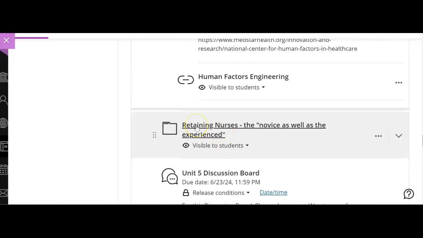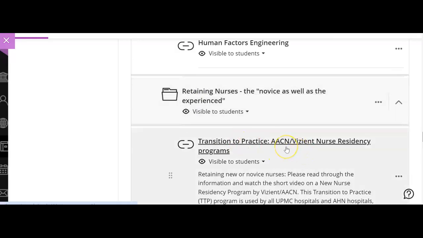Next we look at the folder of retaining nurses. All of this I've tried to abbreviate, the work this week as last week. So for retaining nurses, you're going to look at the AACN Vizient nurse residency programs. Most hospitals started using this AACN Vizient nurse residency program, and some of the larger healthcare systems have since changed and transitioned to their own.